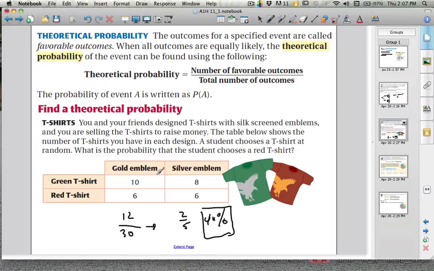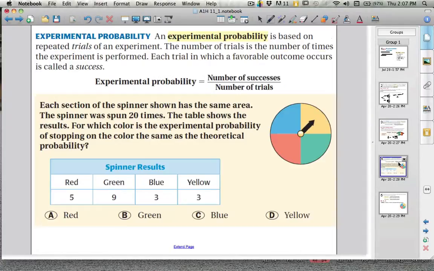Okay, and equally I could look at what's the probability of getting a green t-shirt with a silver emblem. That would be 8 out of 30. Or a green t-shirt with a gold emblem, that would be 10 out of 30. Okay, so we can use the table to help us in this case. And this is, again, like a two-way frequency table like we made before in chapter 10. And now we're going to use it to calculate probability.